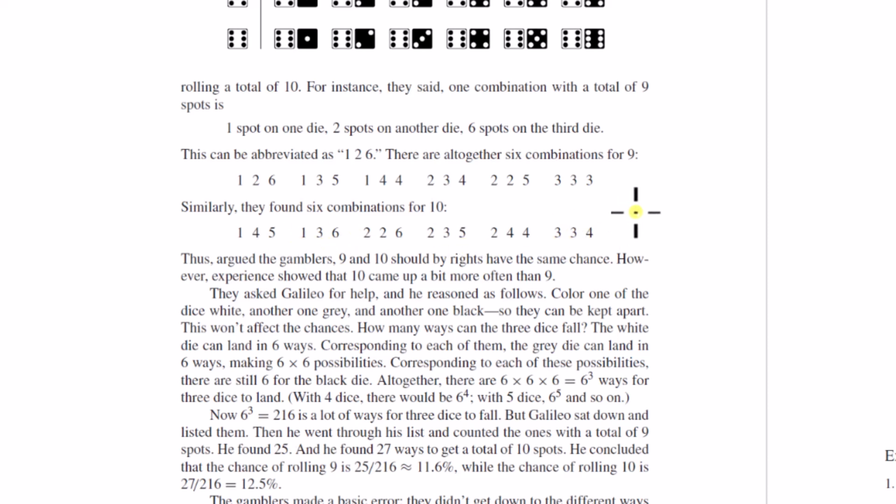So they reason that it should be equally likely to roll with 3 dice to where what you roll all sums to 9, as is all sums to 10. It should be the same number of outcomes. But what they found in experience was that it was more likely to roll a total of 10 than it was a 9. And so they asked Galileo for help, and this is a pure counting problem. The mistake the Italian gamblers made was that they didn't count the outcomes correctly.